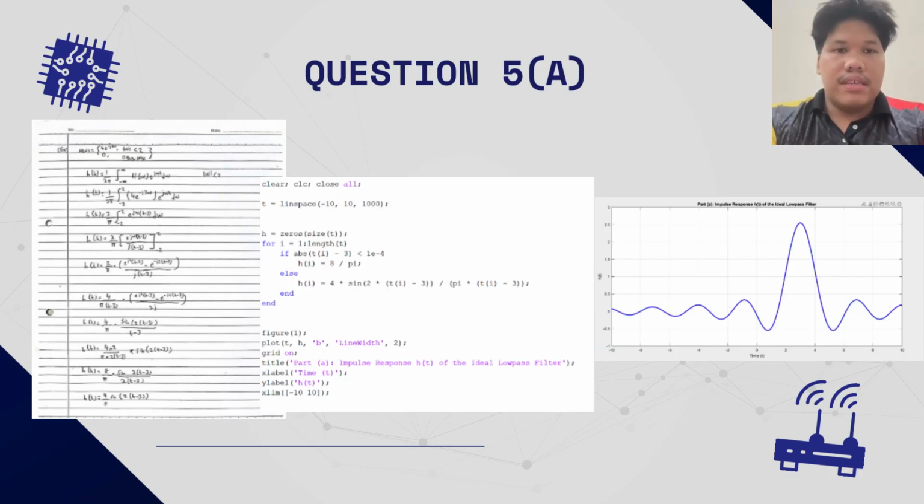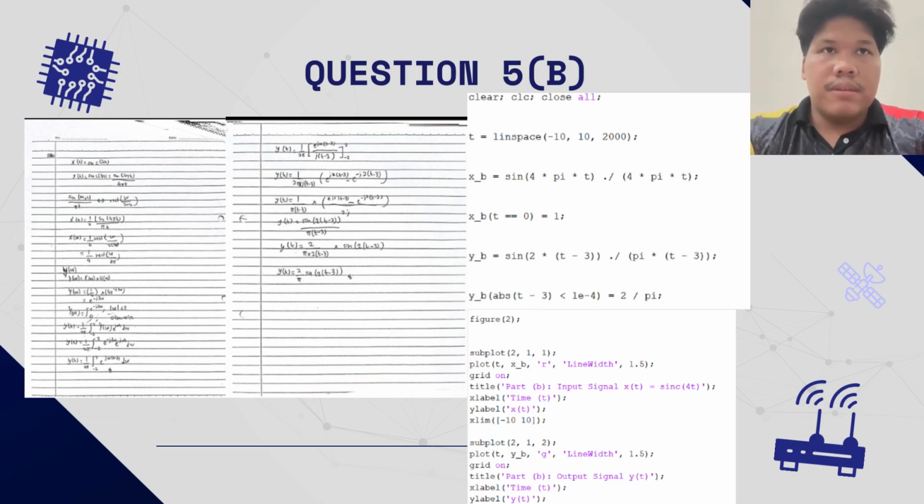Part A, we find the impulse response h(t) by the inverse Fourier transform. Plotting this in MATLAB shows a classic sinc function centered and peaking at the time delay t equal to 3. Then for part B, we introduce the input signal x(t) equal to sine 4t, because this input has a wider bandwidth. Then our low pass filter cuts off the highest frequency, and the output y(t) plot here shows a small time shifted version of the original signal.